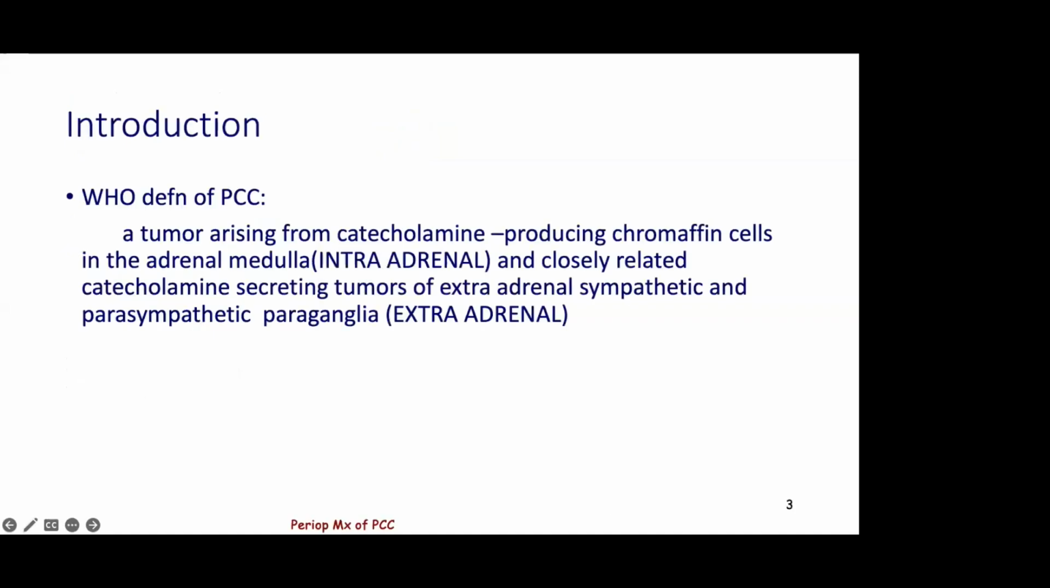So just briefly, the WHO definition of pheochromocytoma paraganglioma is any tumor arising from catecholamine producing chromaffin cells in the adrenal gland, as well as closely related such catecholamine secreting tumors of extra-adrenal sympathetic and parasympathetic paraganglia.